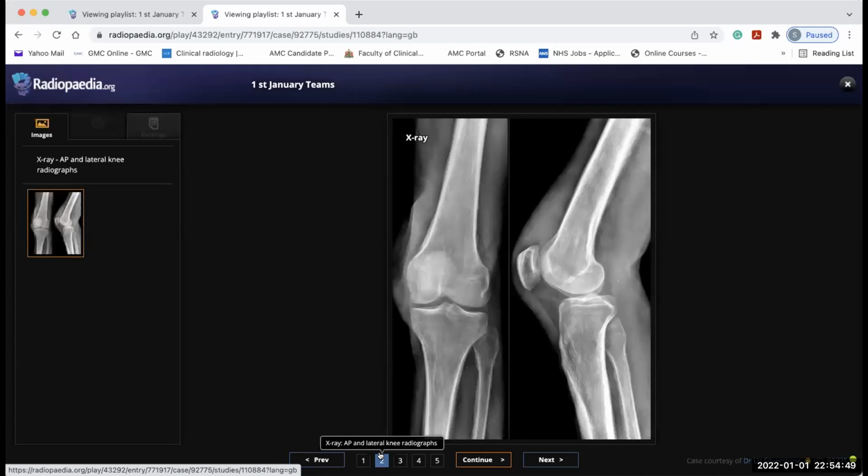Okay, so I can see that there is a frontal and lateral radiograph of the knee joint, and I can see there is effusion, knee joint effusion, and there are no features of osteoarthritis in this knee joint. So, what do you think about this?